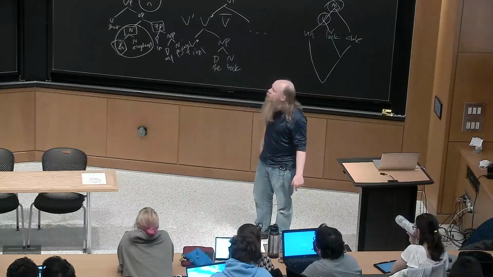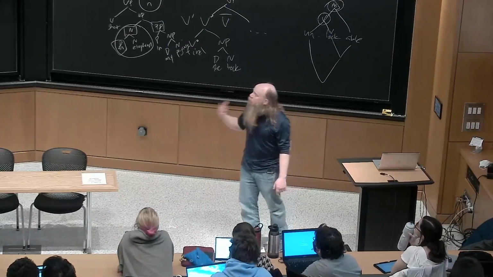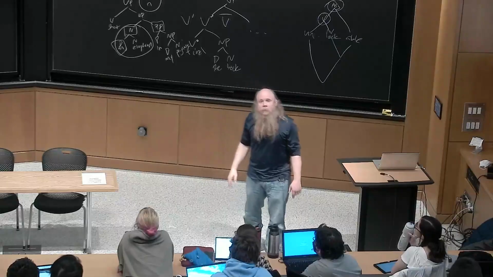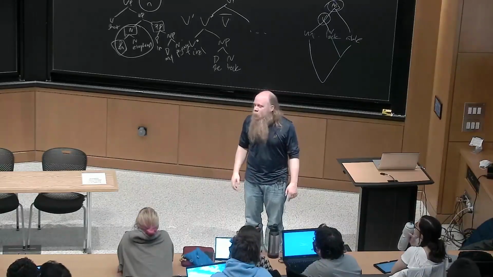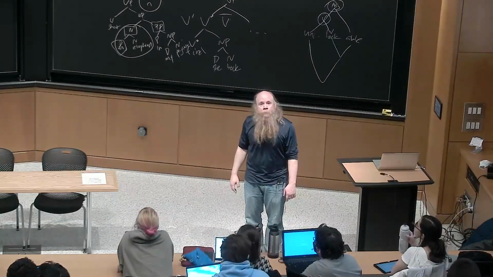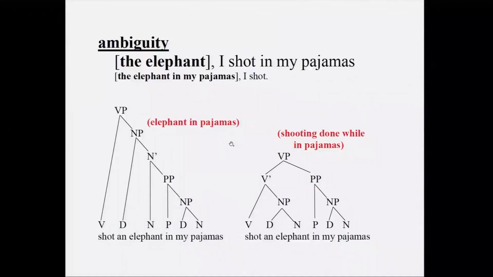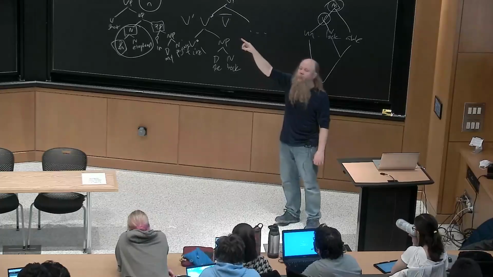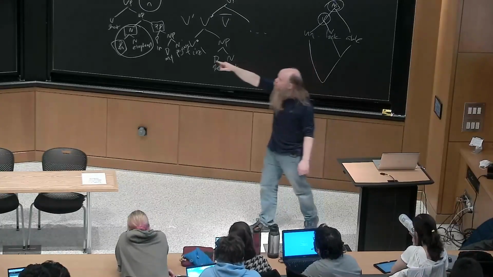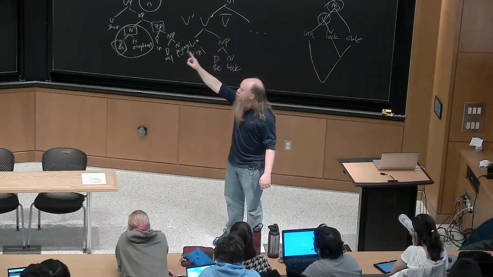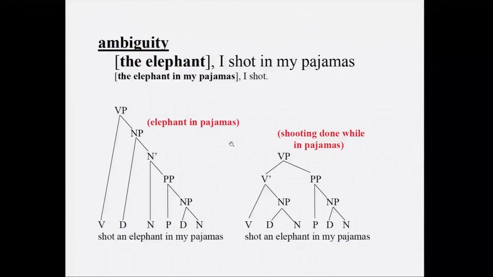So if I say, the elephant in my pajamas I shot, the elephant in my tuxedo I offered some bananas. Yeah. That doesn't mean I shot an elephant while I was wearing my pajamas. That second one, the elephant in my pajamas I shot, only means that the elephant was wearing the pajamas. Why? Well, if we look at the trees, we can see why. There's a noun phrase, an elephant in my pajamas, in the tree on the left. And there's no constituent, an elephant in my pajamas, in the tree on the right.